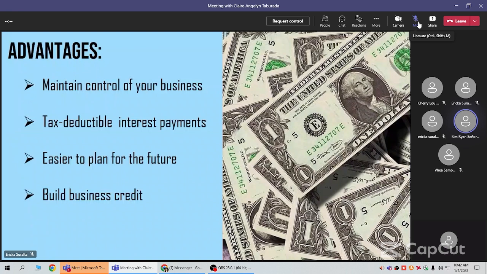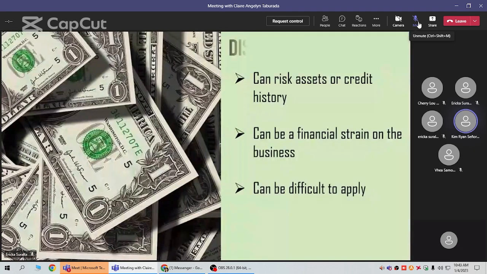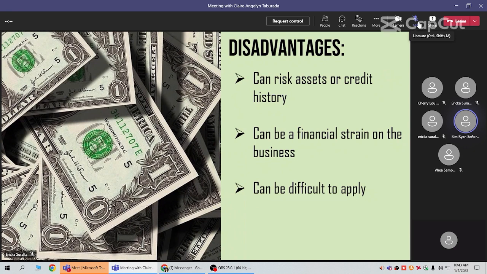So we have the advantages: maintain control of your business, tax deductible interest payments, and easier to plan for the future and build business credit. So disadvantages: can risk assets or credit history, can be a financial strain on the business, can be difficult to apply.